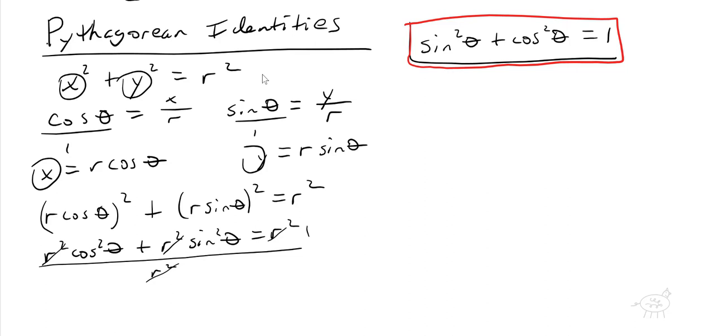And you don't necessarily know how to derive it. I just want to show you where it came from. But you got to know that. So there's two other ones that I could derive, with secant and tangent, cosecant and cotangent, but I'm just going to give them to you. So you got to know them.